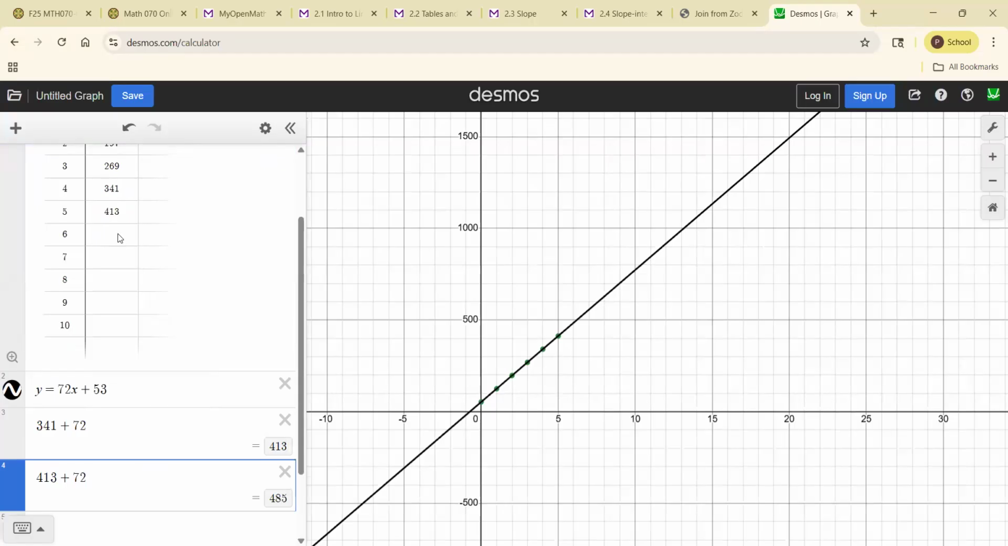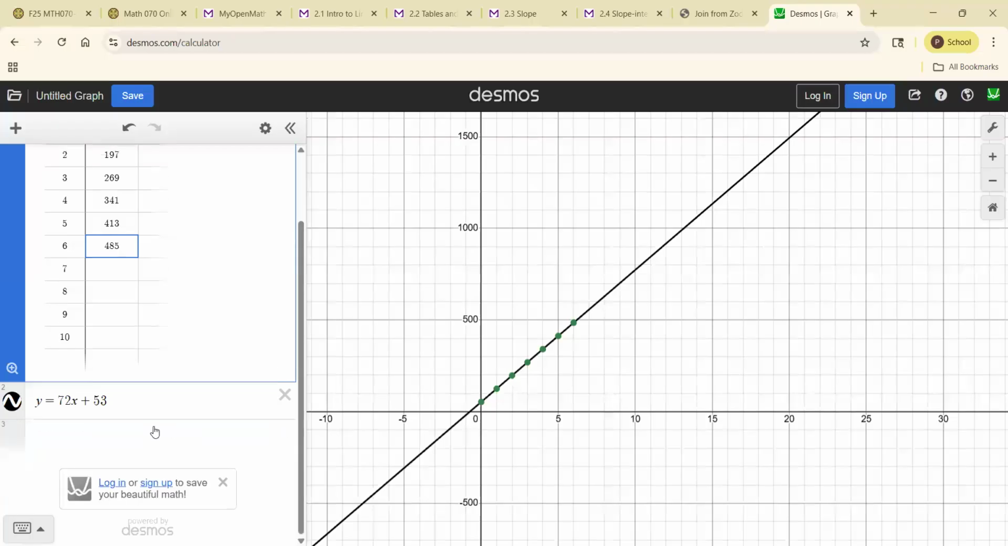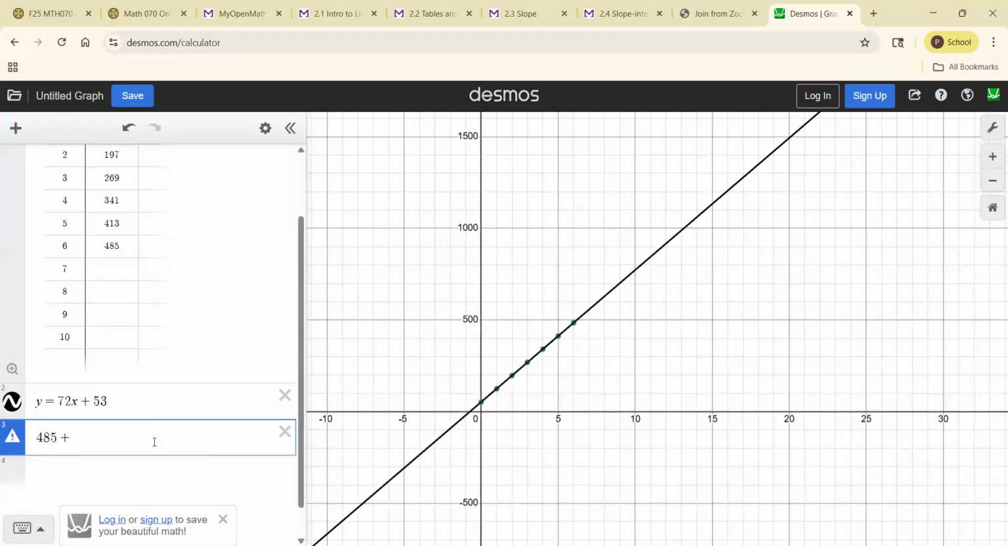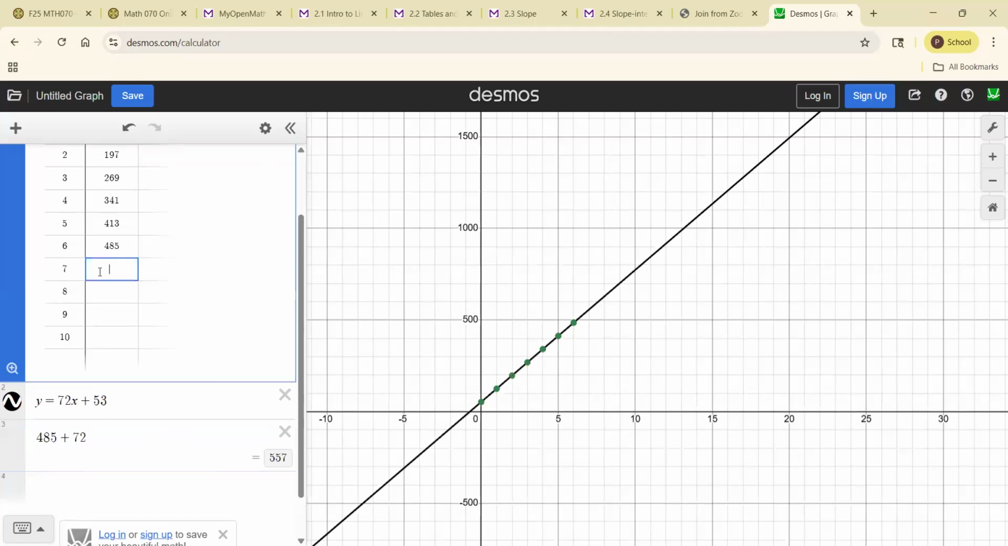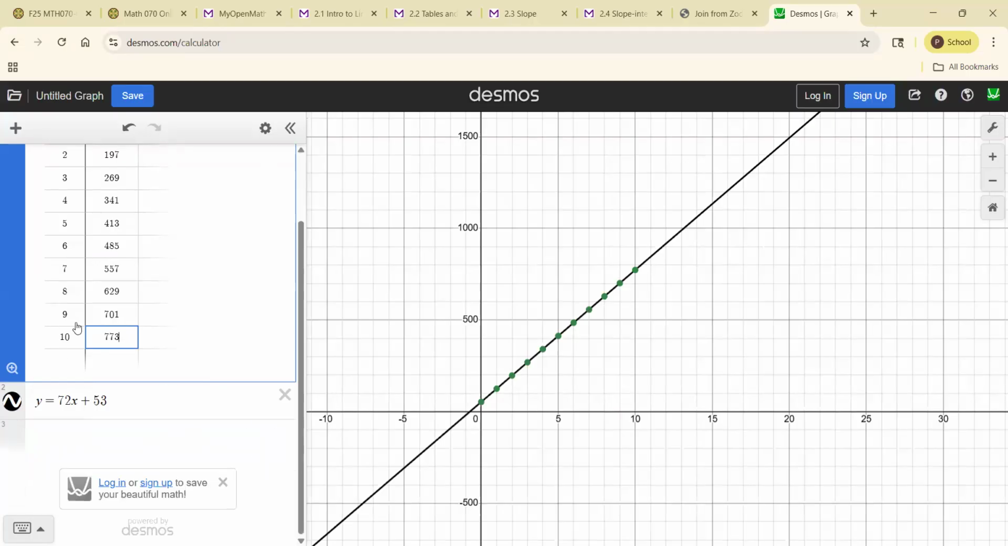Plus 72 is 485, and so on and so forth. Let's do 485 plus 72. 557. 557 plus 72. 629. 629 plus 72. 701. And I can do this last one in my head, 773. So this tells me that after 10 weeks, Joe has $773.